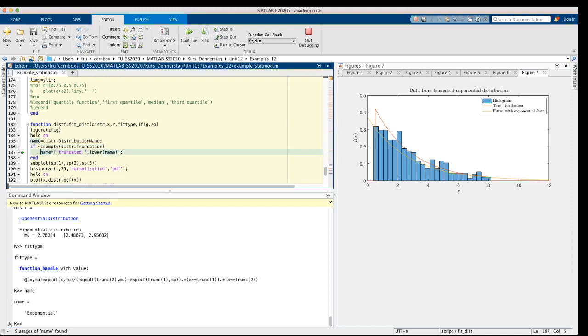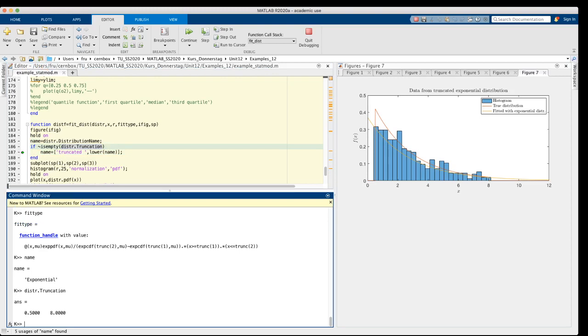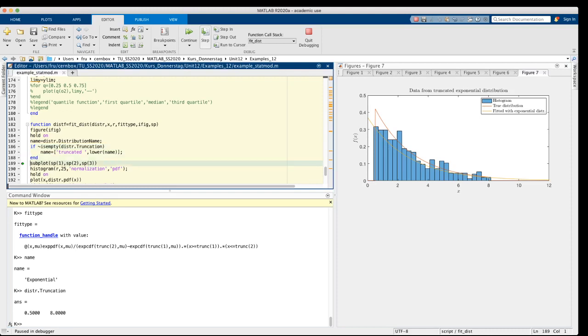Now, this is a truncated exponential, so this field, discrete point truncation, this field is non-empty, so we now know that we have to deal with a truncated exponential distribution.